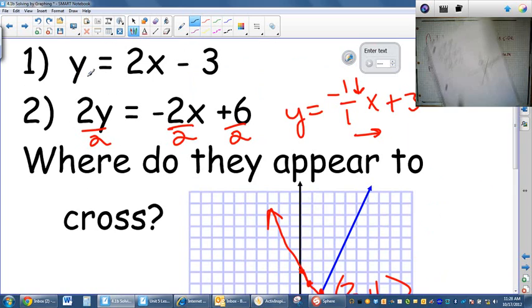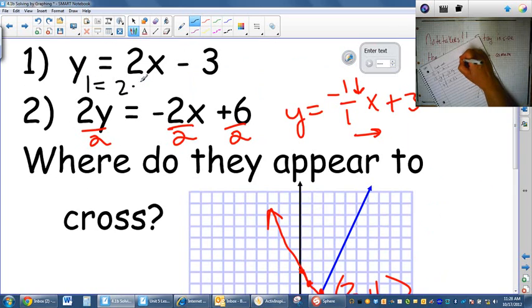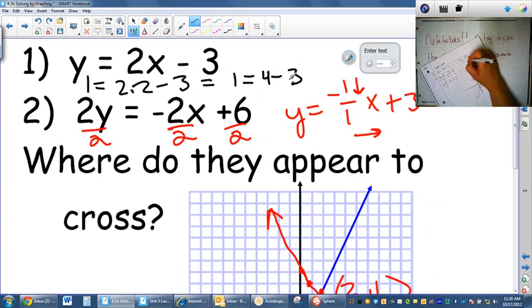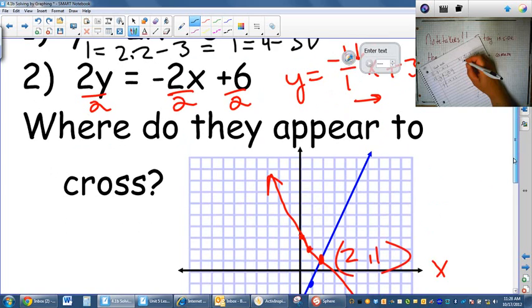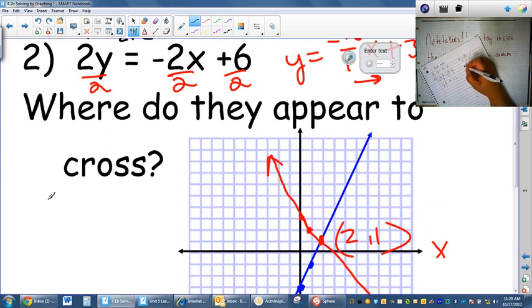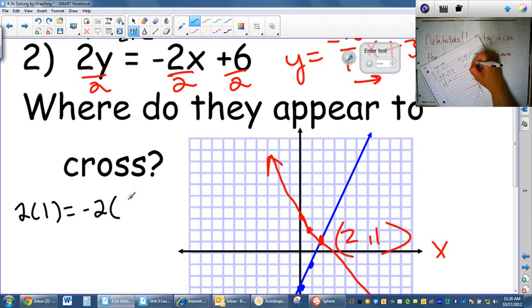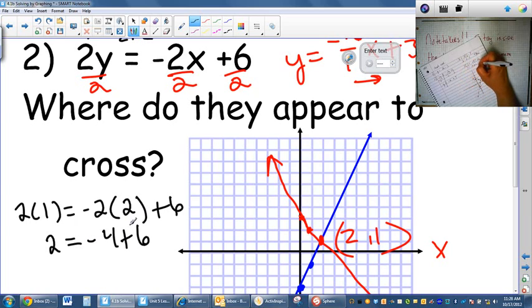So we get 1 equals 2 times 2 minus 3. This equals 1 equals 4 minus 3. Does 1 equal 4 minus 3? Yes. Now let's look at our other equation. We have 2y equals negative 2x plus 6. So I get 2 times 1 equals negative 2 times 2 plus 6. So we get 2 equals negative 4 plus 6. Does 2 equal negative 4 plus 6? Yes. So we know we got the correct thing.